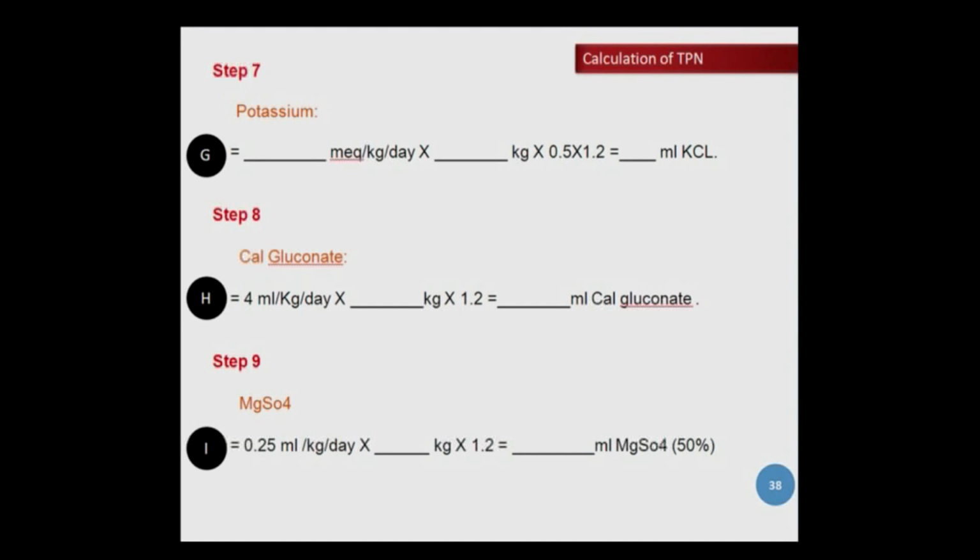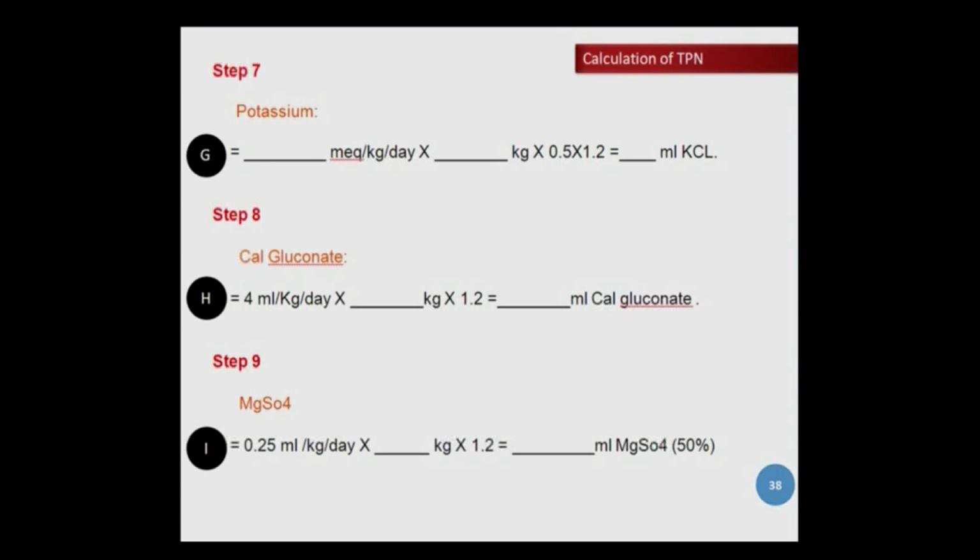For step number 8, we will calculate the requirement of calcium, which is generally provided through calcium gluconate. It is given in the dose of 4 ml per kg per day. If total parenteral nutrition is being infused through a peripheral line, one has to be extra cautious about extravasation if calcium gluconate is being used. There would be no such worries if a properly positioned central line is being used.